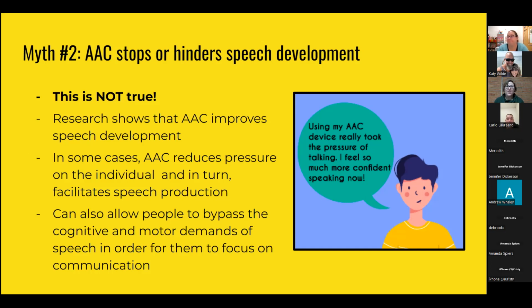And it really allows kids to bypass that initial motor demand of having to form those sounds. They can point, even if it's a low-tech device, so they can still communicate and not have that motor demand of speech that they have to focus on, and still get their message across, which is huge for them. Absolutely.